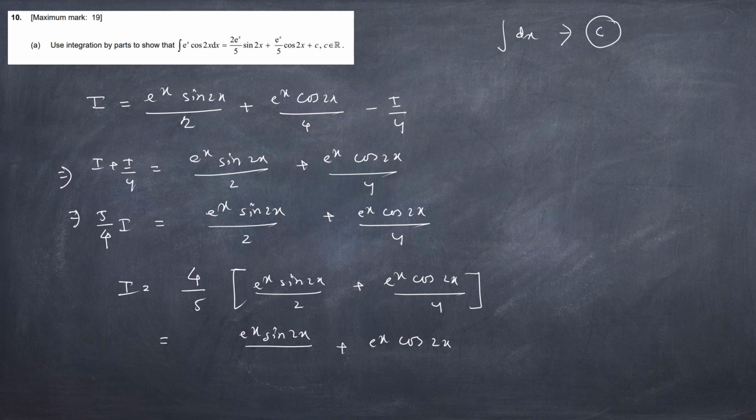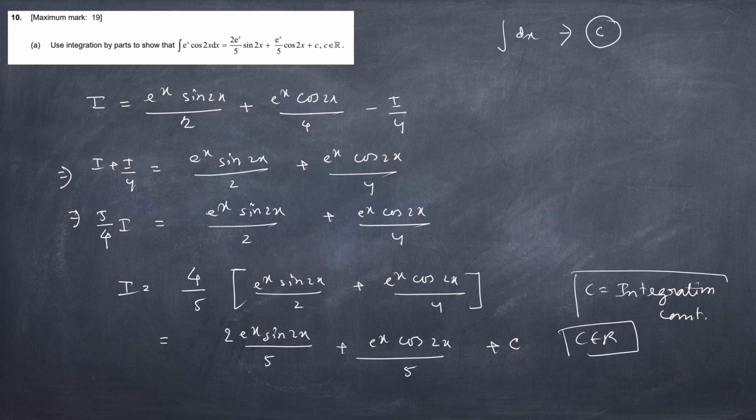Directly I am multiplying all this. So 2 e to the power x sin 2x divided by 5 plus e to the power x cos 2x divided by 5 plus c. C is the integration constant, it belongs to R. So in this way, this first problem is done.